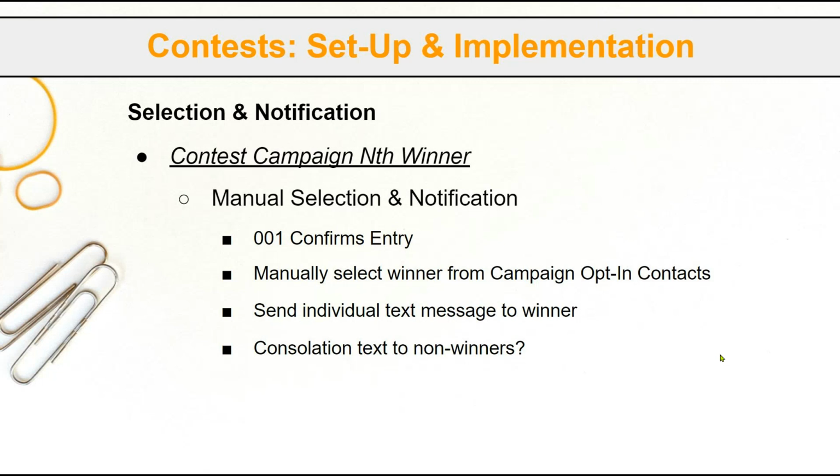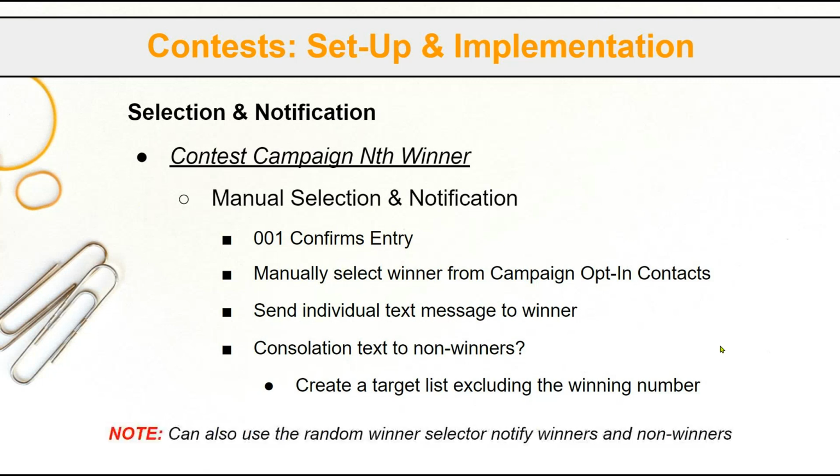Some contests enjoy sending a consolation prize to the non-winners. For this type of campaign with manual, you can create a target list for the campaign opt-ins and exclude the winning mobile number that you selected. For this manual nth winning contest, you can alternatively, since this is manual, use the random winner selector to select and notify winners and non-winners alike.